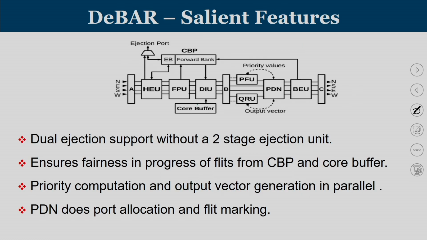So, that completes the various stages of the D-bar. It had a hybrid ejection unit which takes care of 2 ejections without having 2 ejection ports. You have a flit preemption unit that takes care of the starvation of both the side buffer and the core buffer, and then we have a dual injection unit where flits can enter from both the side buffer and the core buffer with an odd-even priority based mechanism.